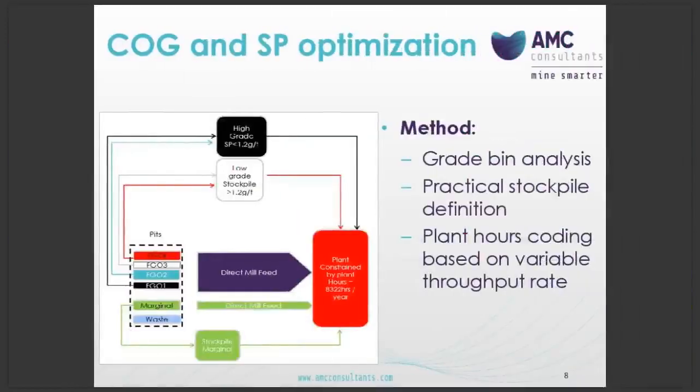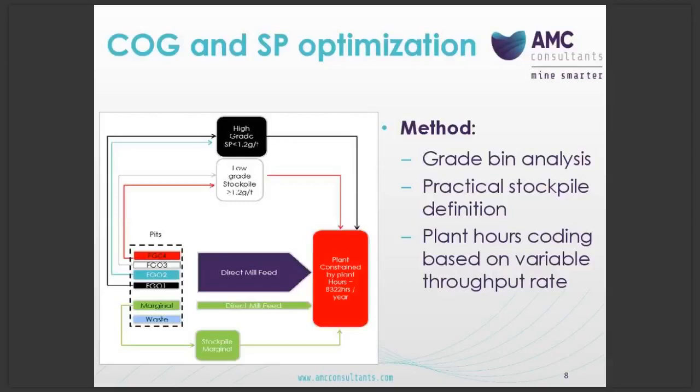So to look at those two different scenarios, the method we used was to define 4 high-grade bins, which were derived by analyzing the deposit's grade distribution. Material from these grade bins could either go directly into the plant, or they could be sent to a high-grade or low-grade stockpile. So here we kept the number of stockpiles low to take into account practicality and the limited stockpiling area available on site.